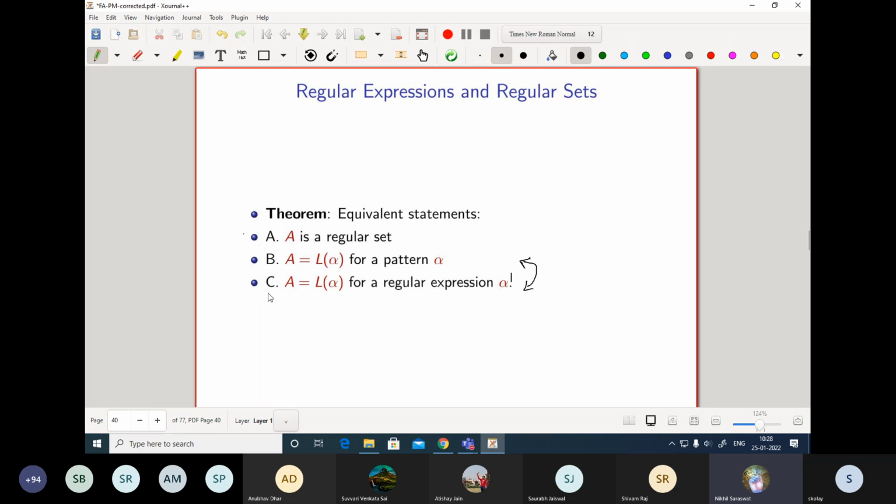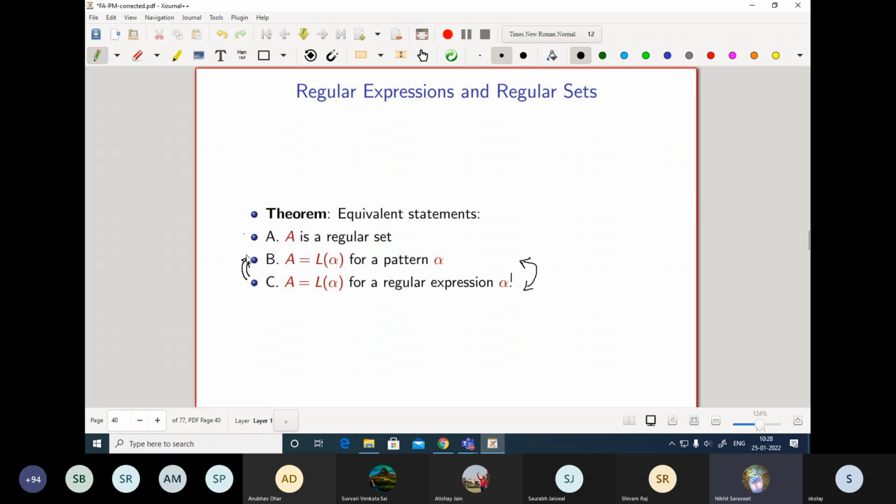So we will first prove this. By the definition of a regular expression, it is a pattern where every symbol is either an atomic pattern A from sigma, the null atomic pattern epsilon, or built using the plus operator, concatenation, and asterisk. So a regular expression, just by definition, is a special case of pattern. So this implication is clear.